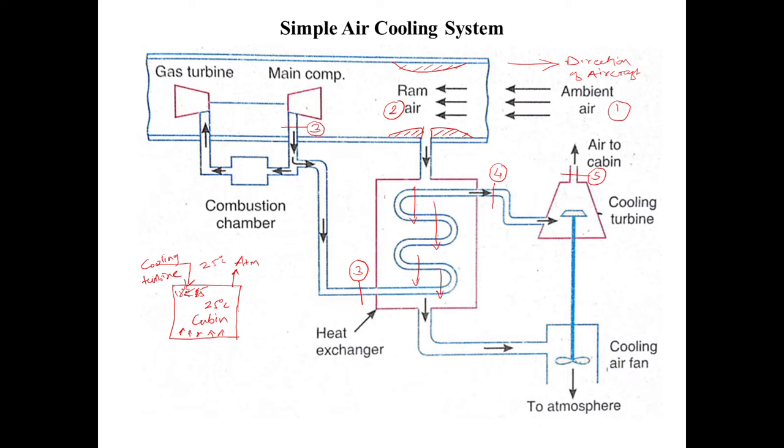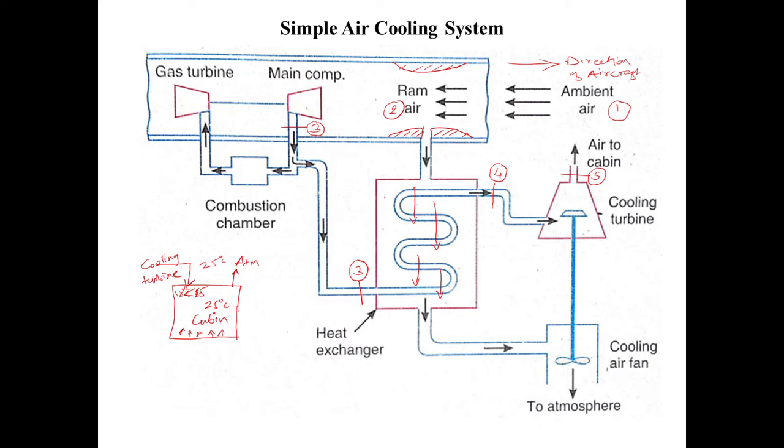Now just see, if I am supplying the air at 18 degrees Celsius, it will absorb the heat from the surrounding air in the cabin, and because of that the temperature of the supplied air will go on increasing. It will increase up to 25 degrees Celsius, and at 25 degrees Celsius I will exhaust that air to the atmosphere. This is how it will work inside the cabin. So the cooling air coming from the turbine I am supplying at 18 degrees Celsius, where the cabin is at 25 degrees Celsius.